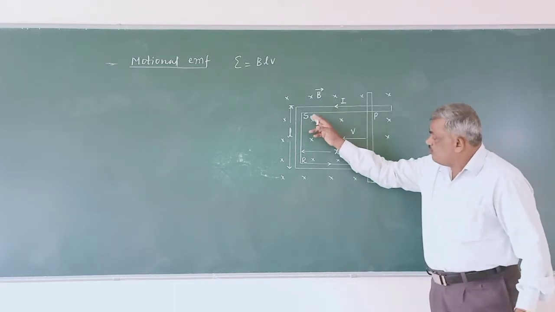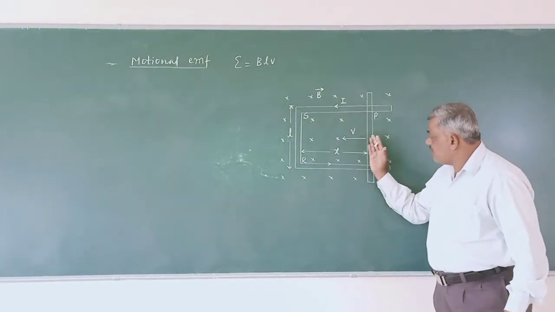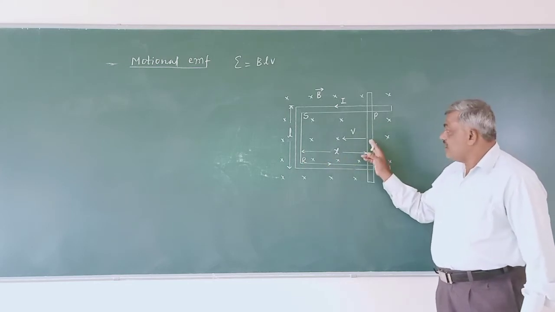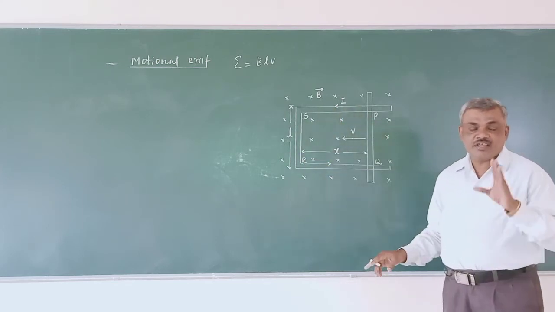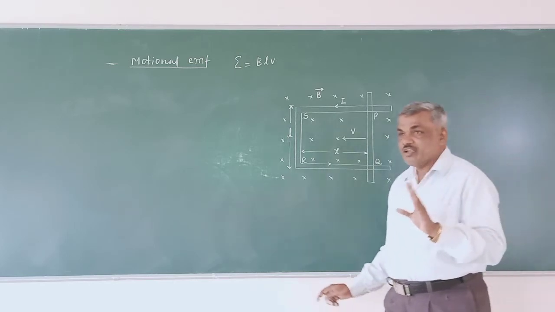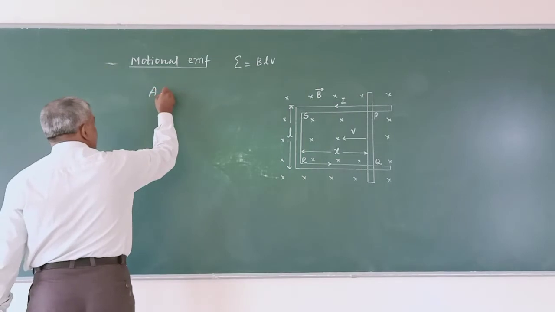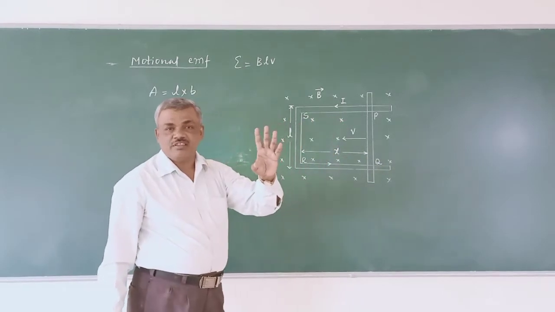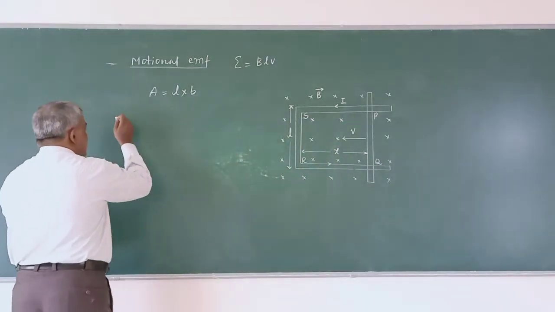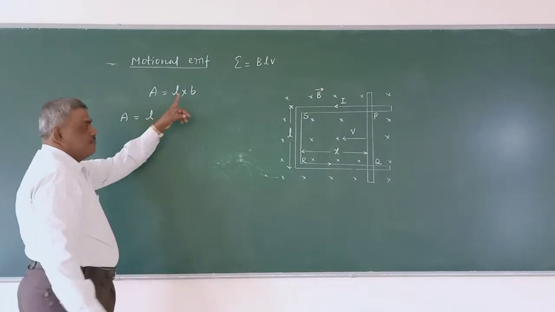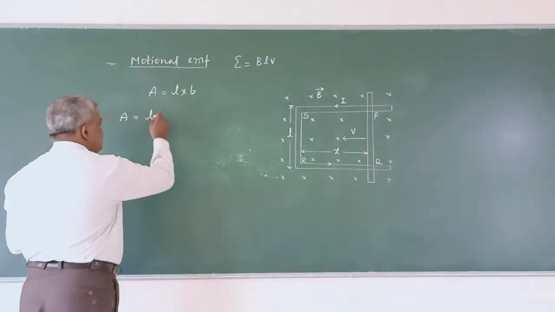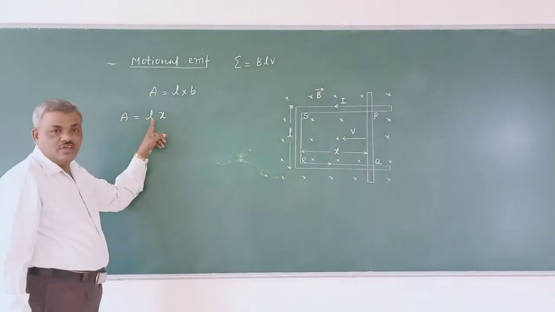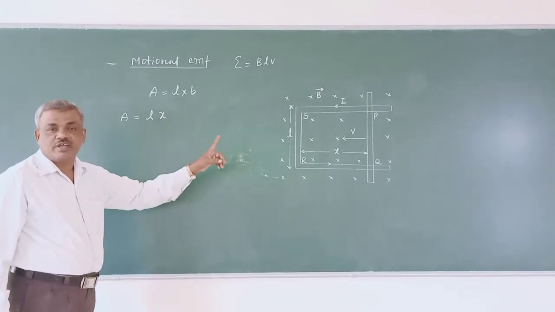Now this is a loop. As the straight conductor moves in a uniform magnetic field, the area changes. The area covered by the conductor is length into breadth. This is a rectangular loop, so the area A equals L into x, where x is the displacement. So the area covered by the conductor is A equal to Lx.